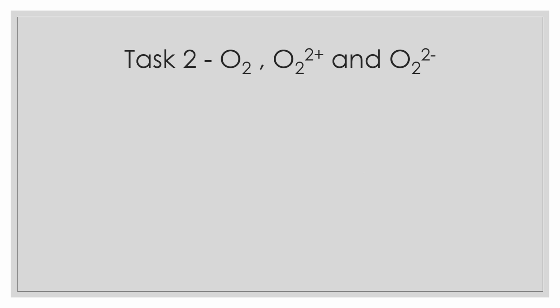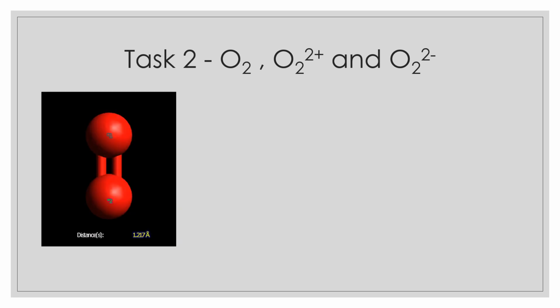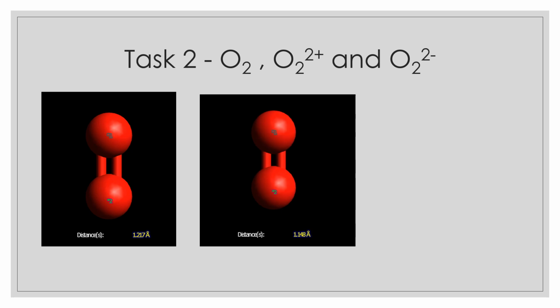The other part of the task which we were assigned was investigating how changing the charge of diatomic oxygen changes the bond length. Initially, at a neutral charge, diatomic oxygen has a bond length of 1.217 angstroms and a double bond between the two atoms. As we change the charge on oxygen, take 2 electrons out and give it a charge of +2, the bond length is shortened. There is still a double bond between the atoms, but the bond length is now 1.148 angstroms.